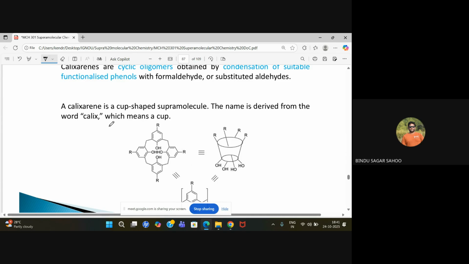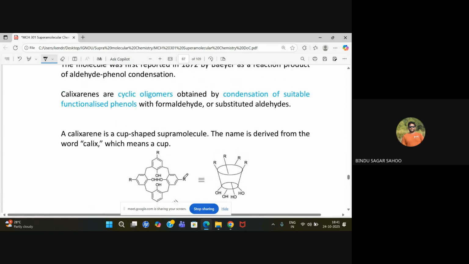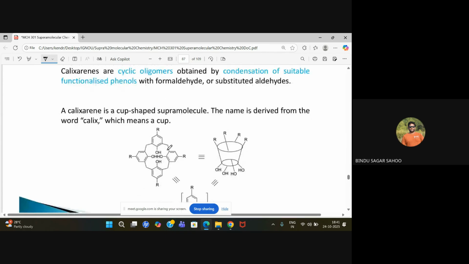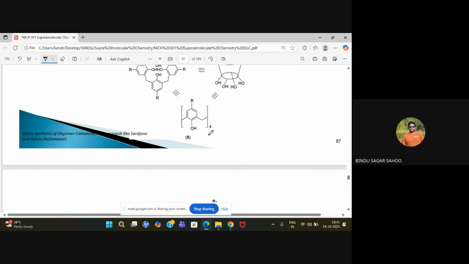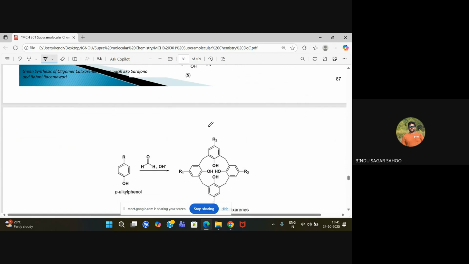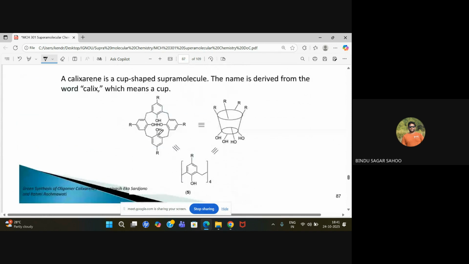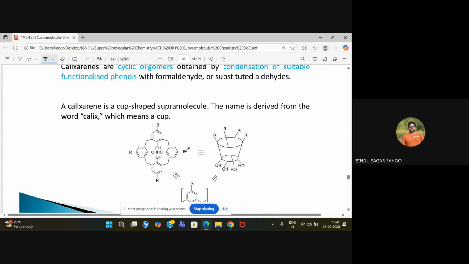In the calixarene synthesis method, the initial substrate is a phenol group, and on the ring, along with the OH group, there will be a substituted group R. Most of the time R is a tert-butyl group, a bulky group that gives rigidity to the overall ring. So if you are taking an initial phenol for synthesis of calixarene, it will look like that, and R will most of the time be a tert-butyl group. This is the structure of one of the calixarenes, a cup-shaped structure.